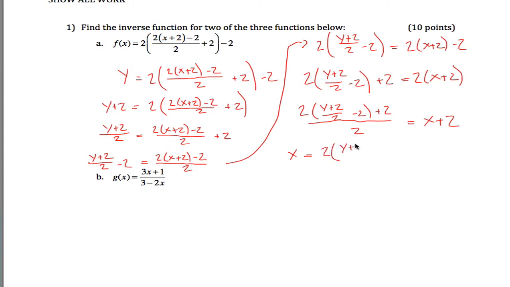And we got x equals 2 times, up here I got y plus 2 over 2 minus 2, and plus 2, and then divided by 2 minus 2. If you really wanted to, this is perfectly fine, or you could simplify this thing. Let's see, what's the easiest way to simplify this? Well, this 2, could break this up into 2 terms.